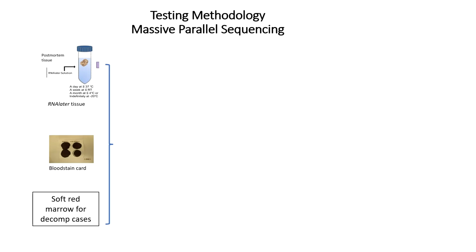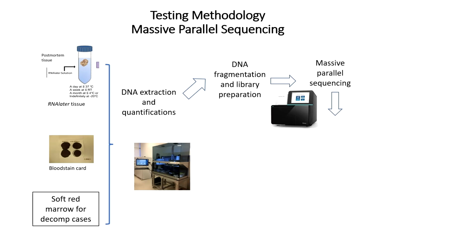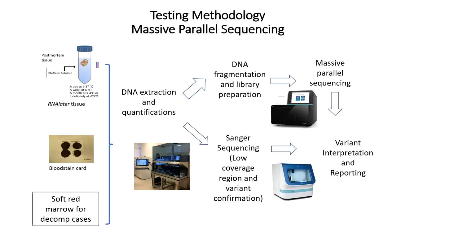The testing methodology is massively parallel sequencing based. Testing is aided by a large automated liquid handler. We use Agilent SureSelect kit for DNA fragmentation and library preparation, and the Illumina NextSeq 500 instrument for sequencing. For low coverage regions or low confidence variant confirmation, we also do Sanger sequencing. The entire pre-analytical, analytical, and post-analytical process follows CAP requirements.